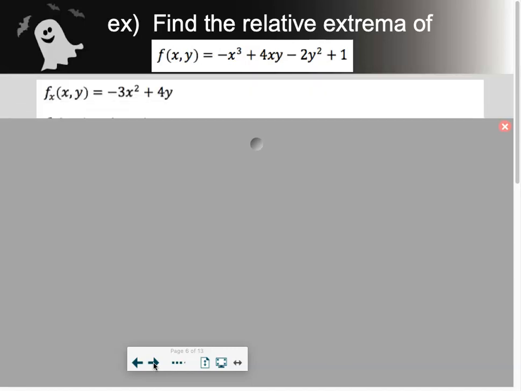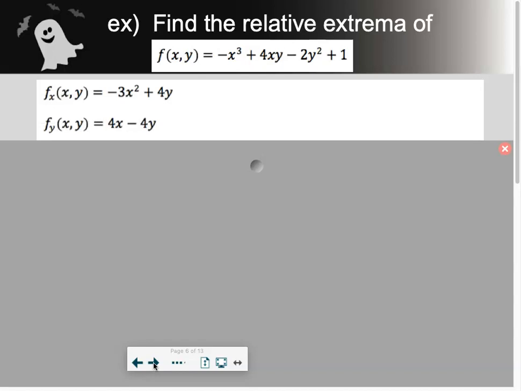I think I've got my partials right here. Check your answers, see if they match. Are we good? Yep. Okay, so set these equal to 0. You're going to end up with a system. See if you can solve the system. Feel free to talk to each other.